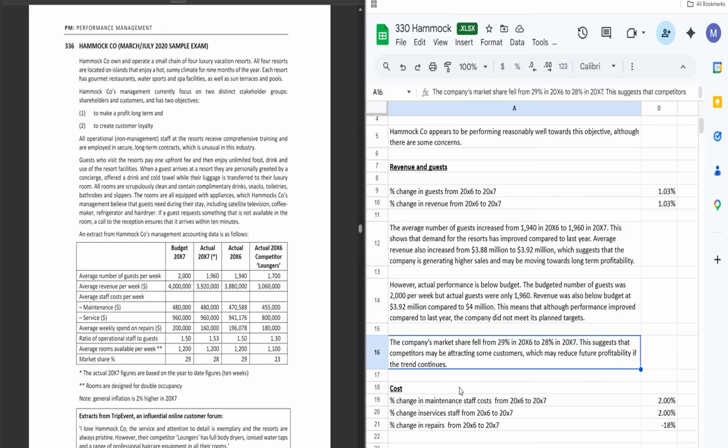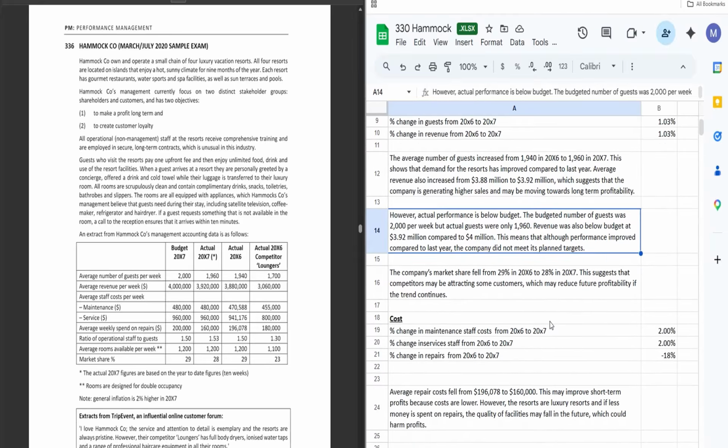Obviously, if this trend continues, even though we have done very well in attracting guests compared to last year, and even though revenue has increased, our competitor has performed better. That's why they have attracted certain customers towards them, and this led to the fall in our market share. So this is how I have explained the average number of guests, average revenue, and the market share percentage. Then in the next paragraph, I have explained the cost.